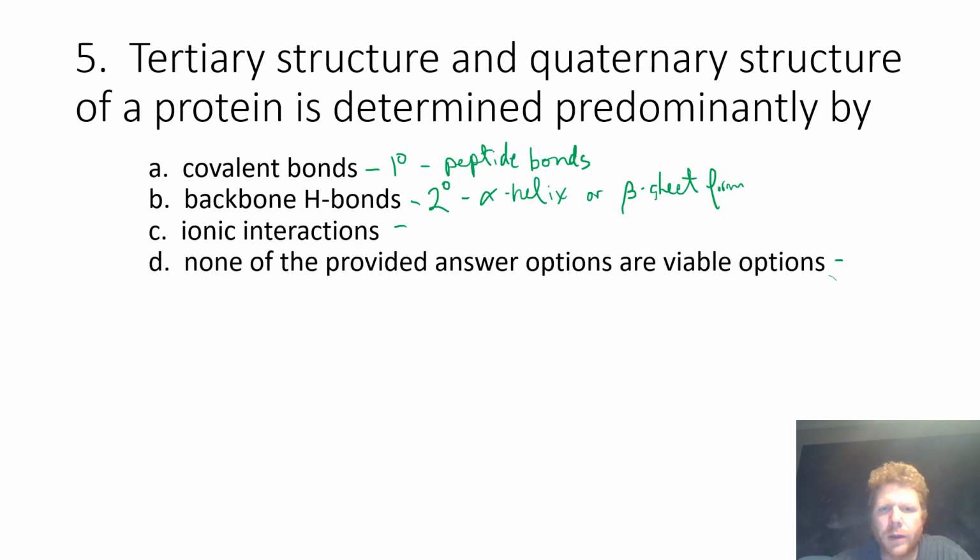Well, ionic interactions, this is where you're talking about the interactions between different R groups. So side chain interactions. How does an aspartic acid interact with a sodium ion that's in solution? How does an aspartic acid interact with a positively charged arginine group within the polypeptide chain? And so ultimately, the answer to this question is C, ionic interactions.